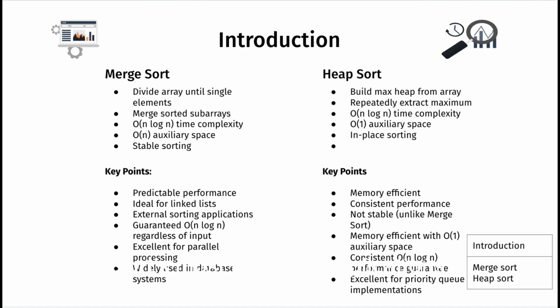One of heap sort's most practical applications is in priority queue implementations, where the heap structure naturally supports efficient extraction of the highest priority element. Its predictable performance and minimal memory footprint make it a reliable choice when optimizing for space constraints.